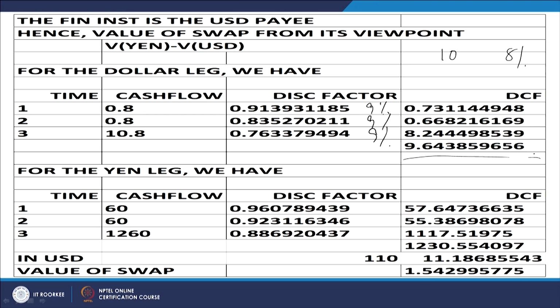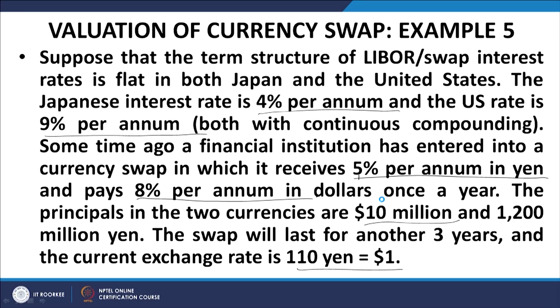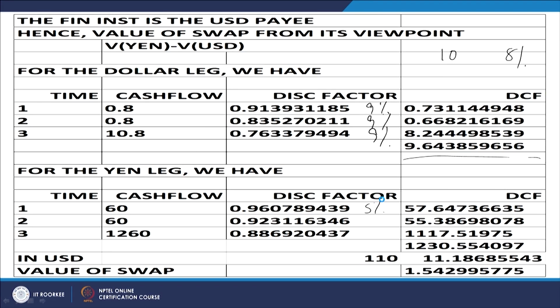Now, for the Japanese yen leg, how much is the interest flow? The principal is 1200, the rate is 5%, so the amount is 60, and then 1260. The discounting is at the rate of, let me confirm, 4%, 4% and 4%. So, the discount rate is 4% and we arrive at this value for the Japanese leg.